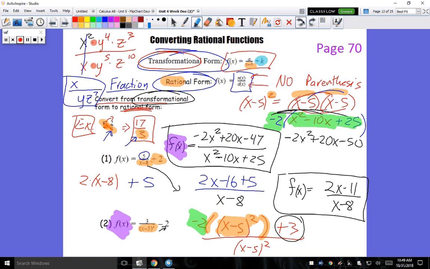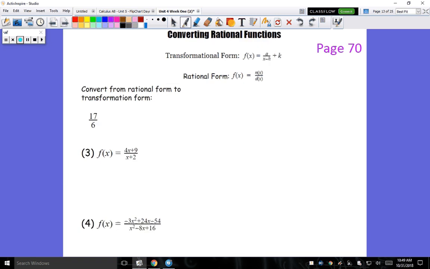Alright, so let's go to our third and fourth examples. Convert rational form this time to transformational form. You with me? So just like way back in the day, and this was like maybe 3rd grade, and I remember because I loved my 3rd grade math teacher, 17 divided by 6, I know that will fit 2 times to get me 12. What's the remainder? 5. So just like you used to do way back when, 2 with a remainder of 5, you're now going to do it like this.